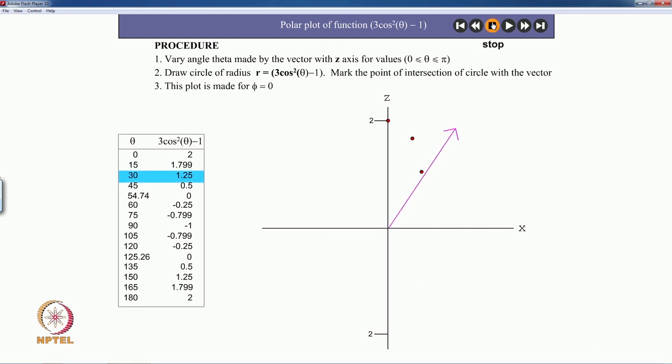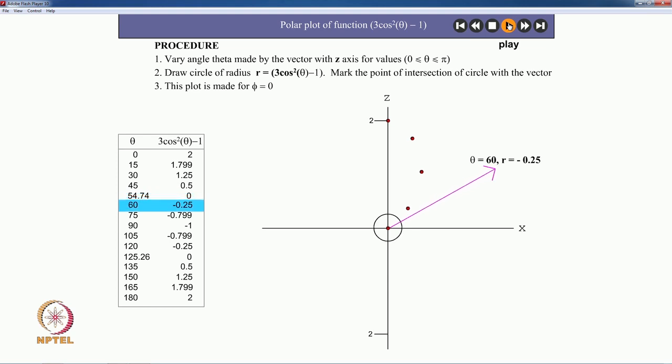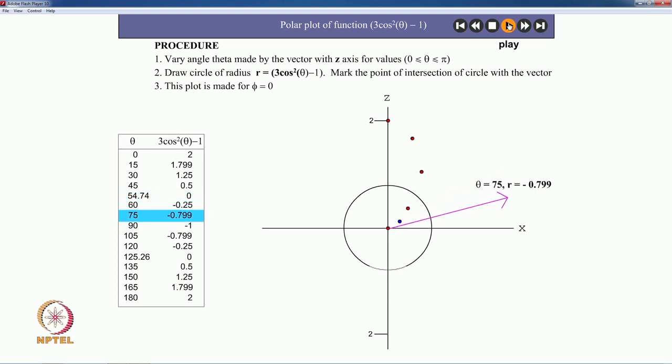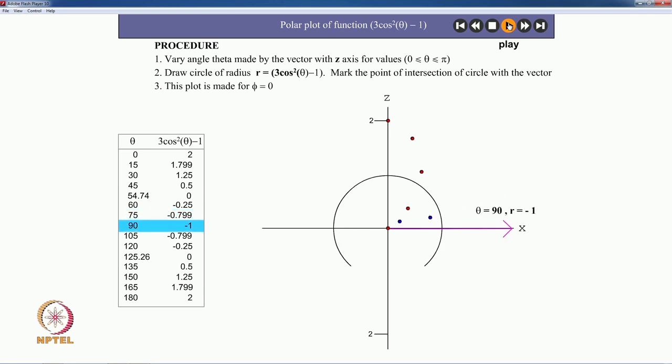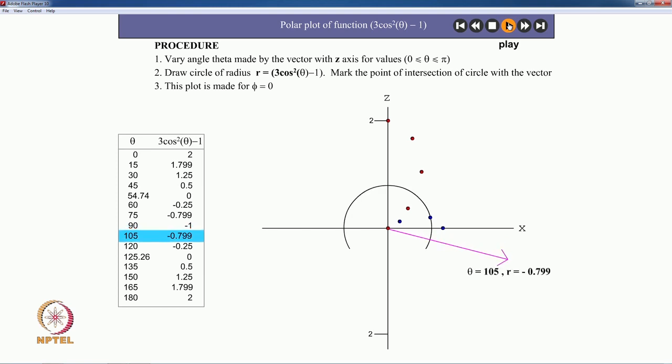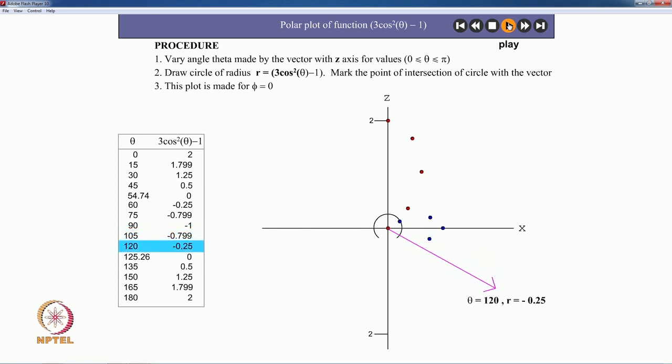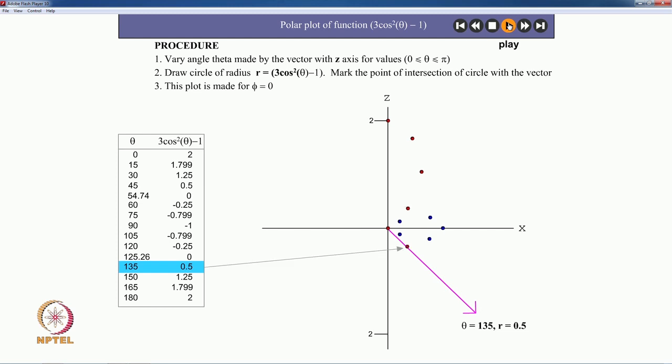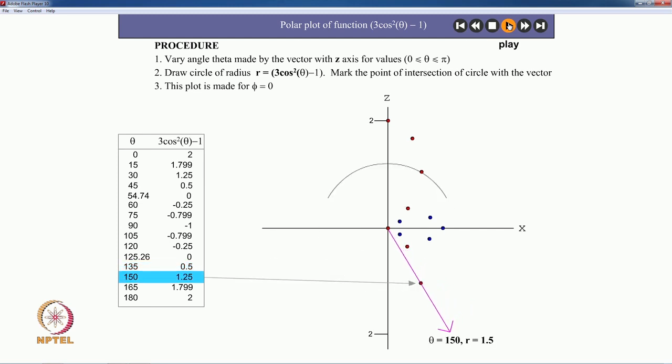Remind yourself that we are plotting the value of 3 cos square theta minus 1 on the radius that makes an angle theta with the z axis. That is a plot, please recall that. So, at 54.74 it goes to 0, and then the function is negative, so I have a different color for the points with the blue dots, and that is minus 1, exactly half of the height. Again the function goes back to 0 and starts increasing to larger values and reaches 2.